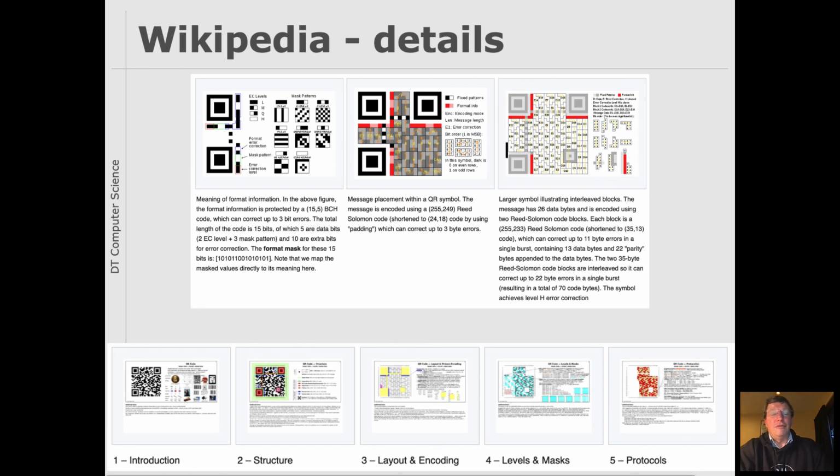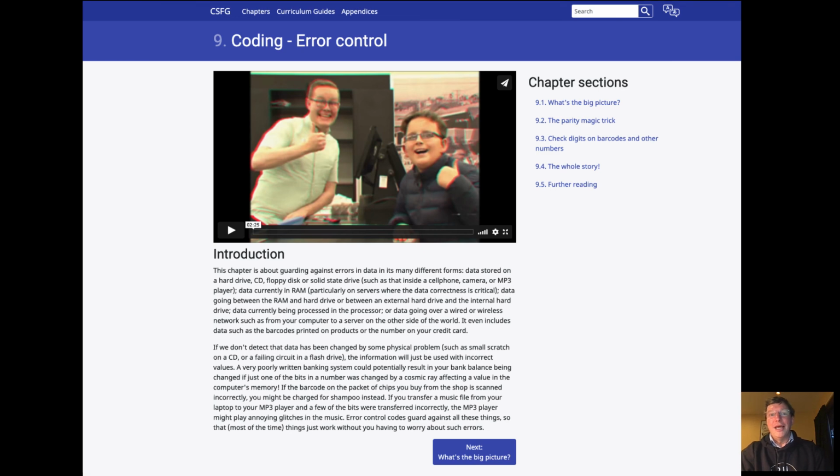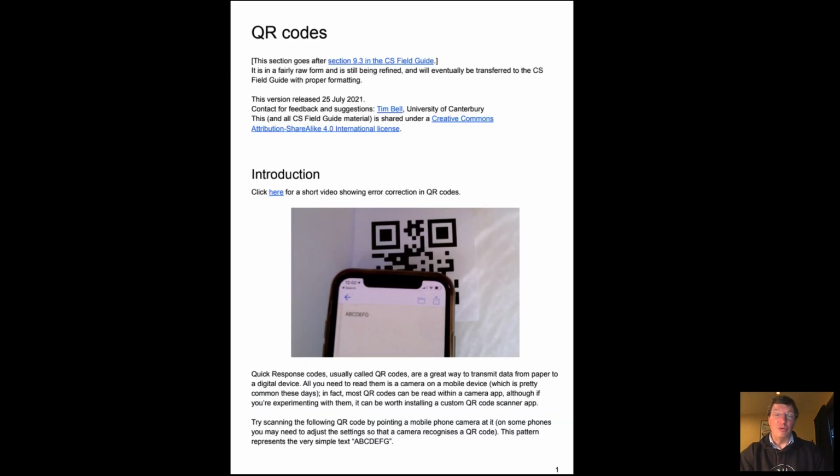Hopefully that gives you an idea of the sort of level that I think will be useful. The information, everything I've been talking about is in the Computer Science Field Guide. At the moment, there's actually a supplementary section on QR codes. We'll make sure that those links are posted with the video. And that's just because we're moving servers at the moment on the Field Guide, but soon it'll all be incorporated under error control in the Field Guide.